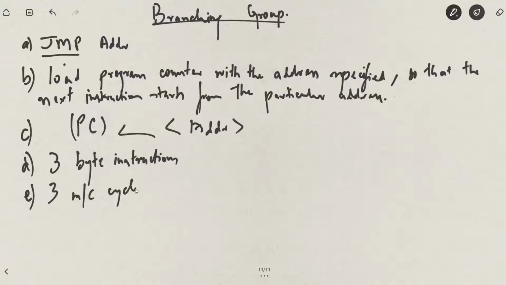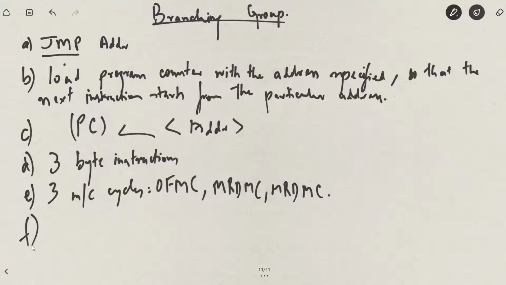As you know, the first machine cycle of any instruction is the opcode fetch machine cycle. In this case you have an address, and the address is 16 bits, so it will take 2 machine cycles to read the complete address: a memory read machine cycle and another memory read machine cycle. Therefore you have 10 T states: 4 of the opcode fetch machine cycle and 3 each of the memory read machine cycles. With 10 T states, the total execution time will be 3.2 microseconds.